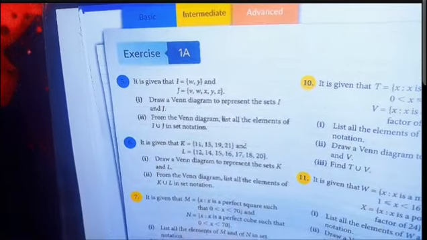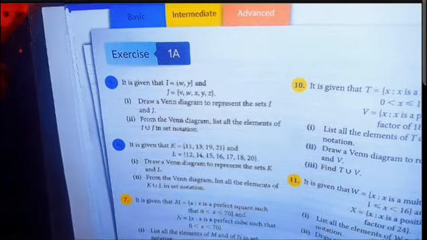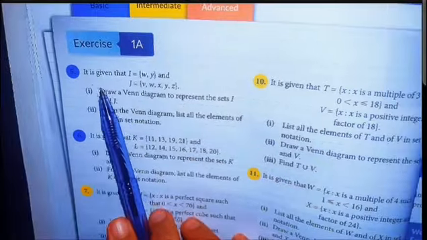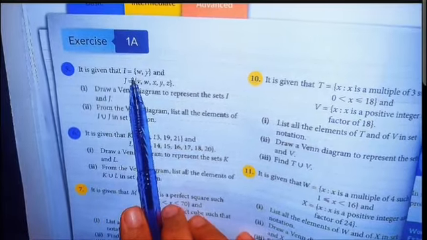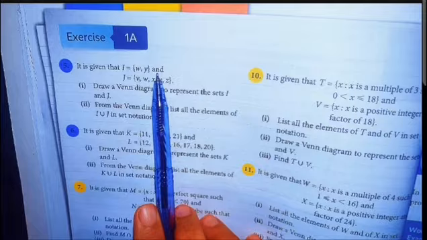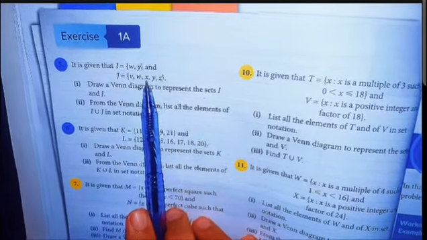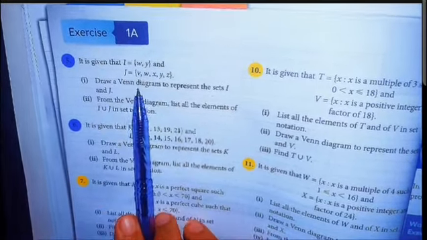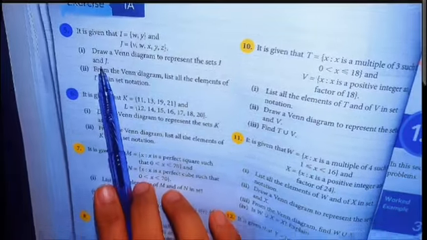Question number 5, exercise 1A. It's book 4, 8th edition. It is given that I is equal to {W, Y} and J is {V, W, X, Y, Z}. Draw a Venn diagram to represent the sets I and J.